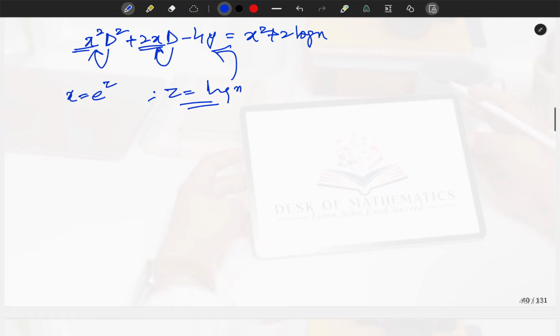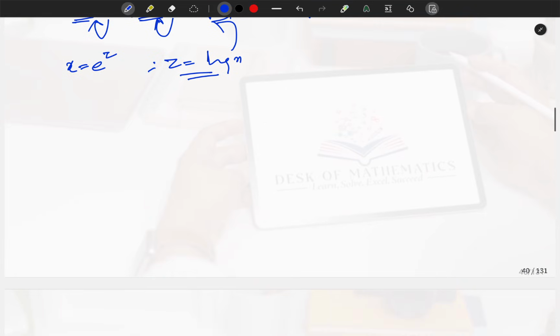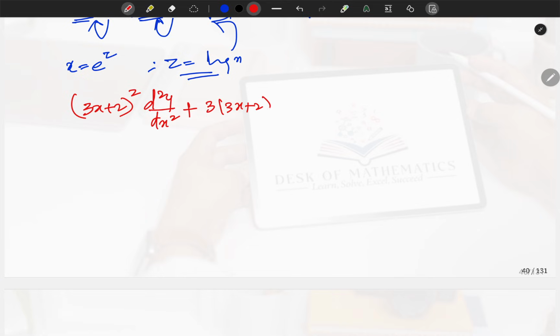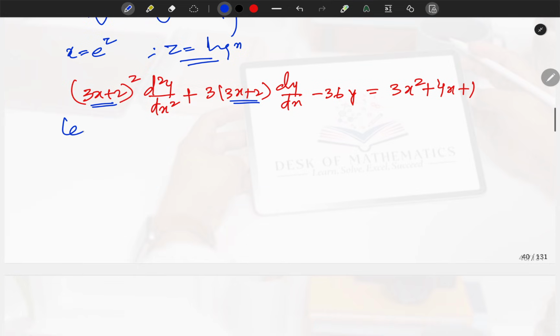But not always will you get the coefficients only in x. Sometimes you will get a more general case. For example, 3x plus 2 whole square d square y by dx square plus 3 times 3x plus 2 dy by dx minus 36y is equal to 3x square plus 4x plus 1. What will you do? Here you check that the coefficient contains the form ax plus b, so it means it is a Legendre's differential equation.